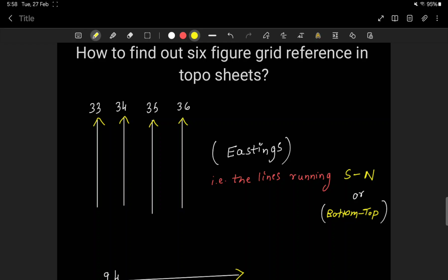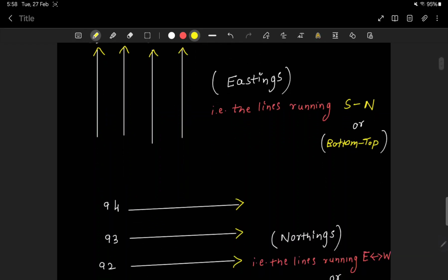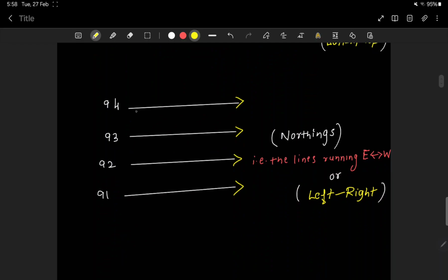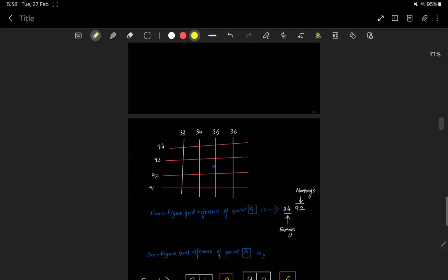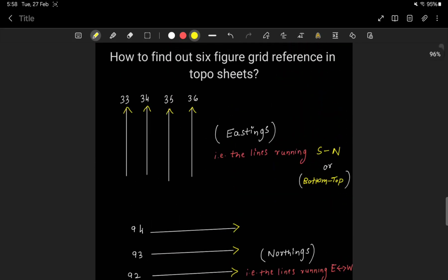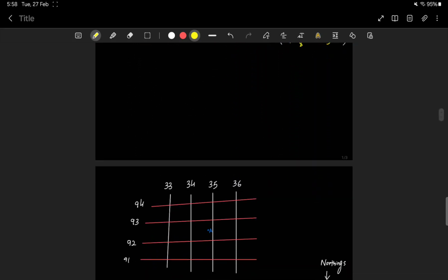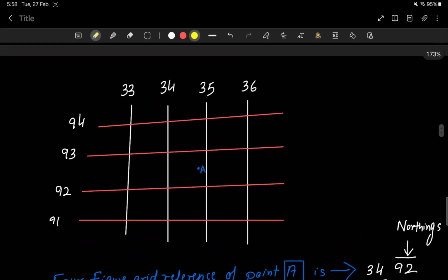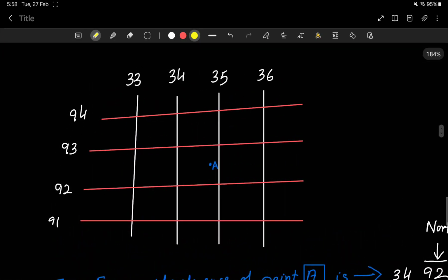One set is the lines which run from south towards the north, which we call eastings. The other set is the lines which run from left towards the right direction, or we can also say from east to west. These parallel lines we call northings. Now if we join both sets of lines, eastings and northings, we get a grid system. This, which you can see on your screen, is a grid system.